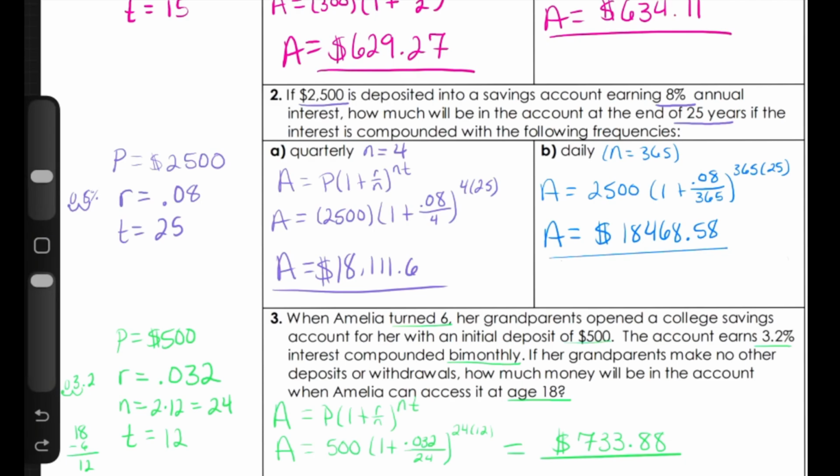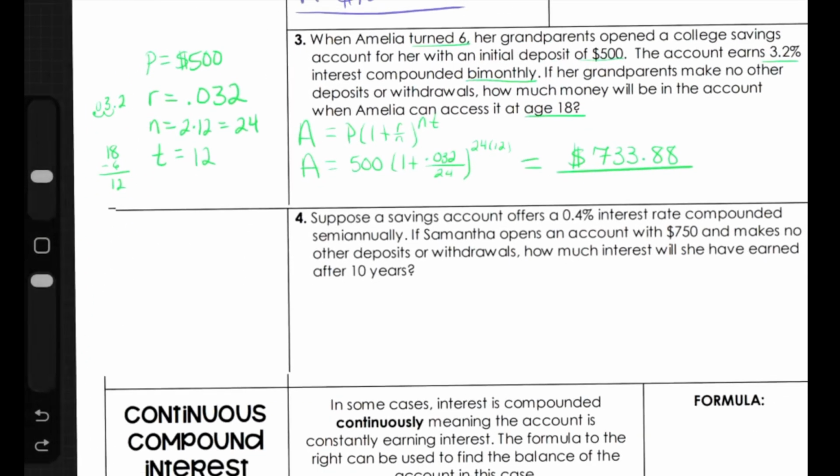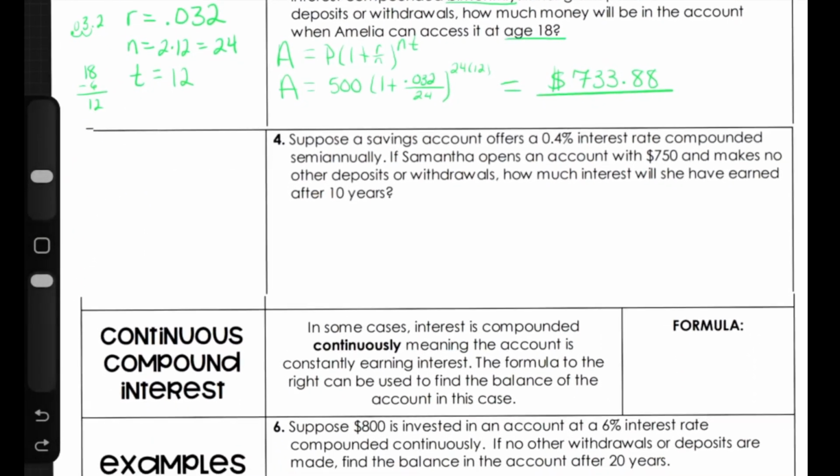Now, for our P, we ended up with $500 as our initial deposit, and our rate was 0.032. We had to convert our percentage to a decimal, which you can just divide by 100 or move our decimal place 2 times to the left. And then we plugged everything in, and we should have gotten $733.88. Okay, now we can move on to number 4 here.